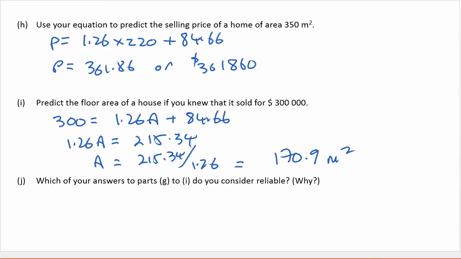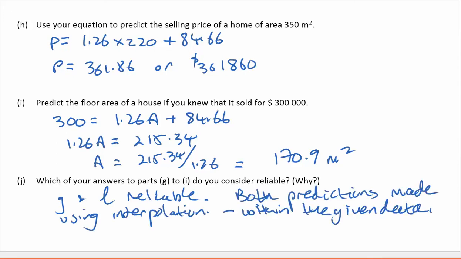Now, in these instances, we would consider both G and I reliable because the predictions come from within the given data. They both involve interpolation from within a well-modelled equation within the data points. So both predictions made using interpolation within the given data, hence we consider them reliable.